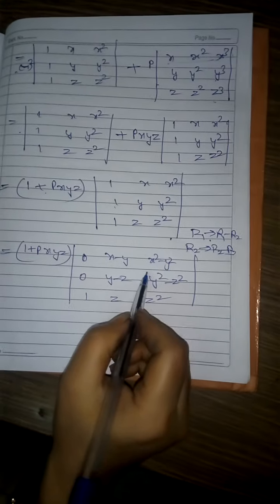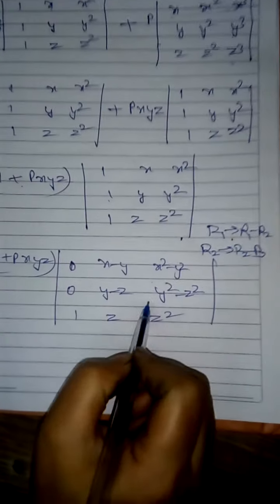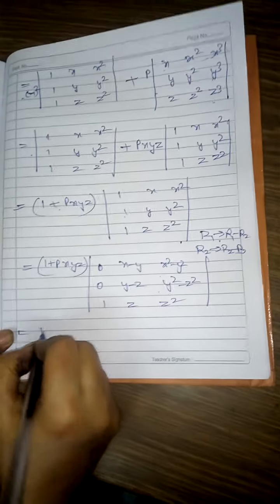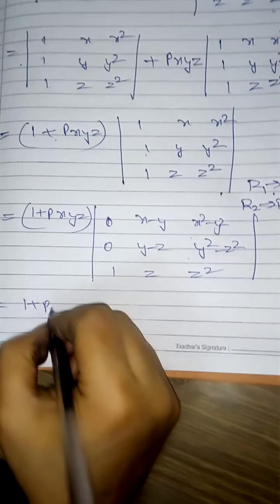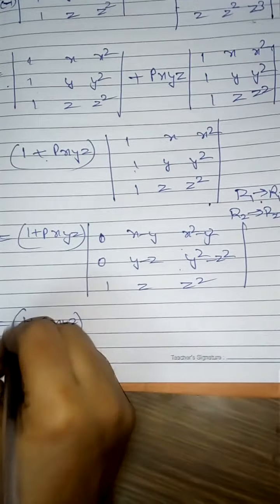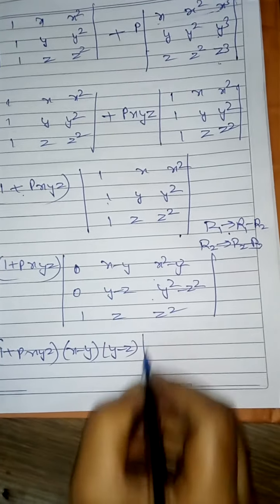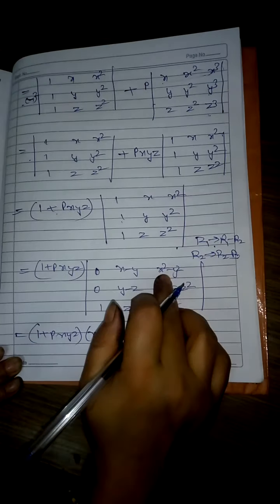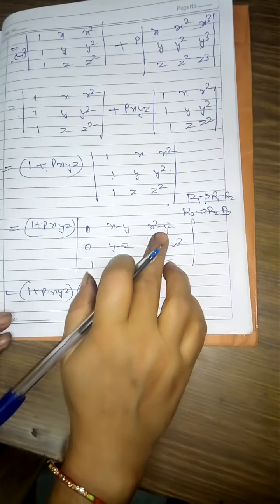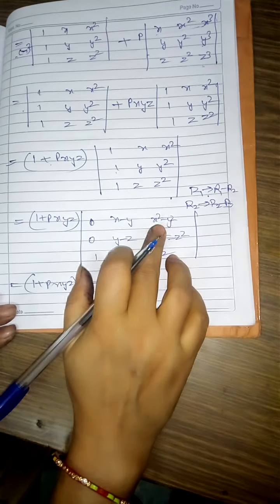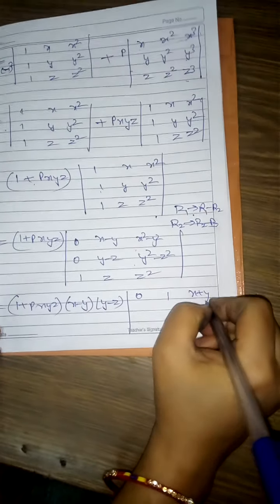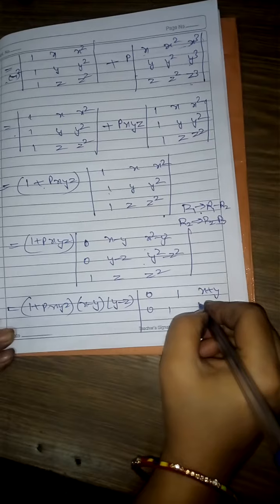Now x minus y common from r1, y minus z common from r2. So 1 plus p of x, y, z into x minus y into y minus z. What is left here? 0, 1, and here x minus y is common. This is the formula of x square minus y square, that is equal to x minus y into x plus y. Is left here 0, and according to this formula again y plus z is left, 1 z, z square. Now operate the determinant by C1.